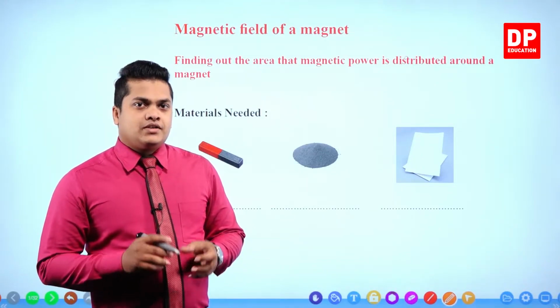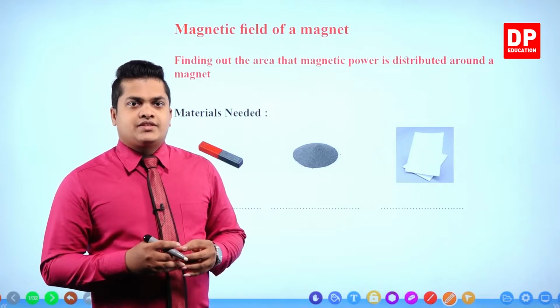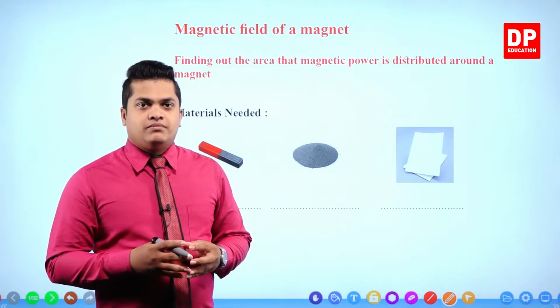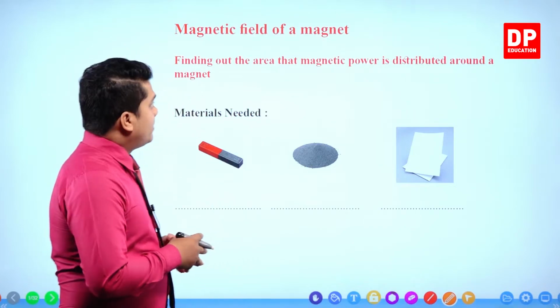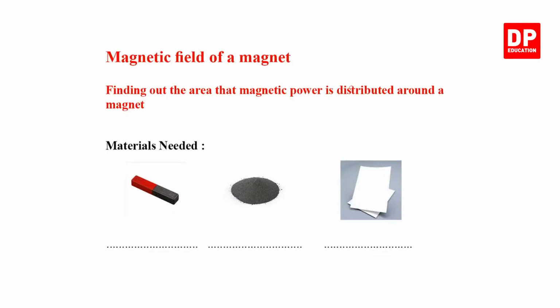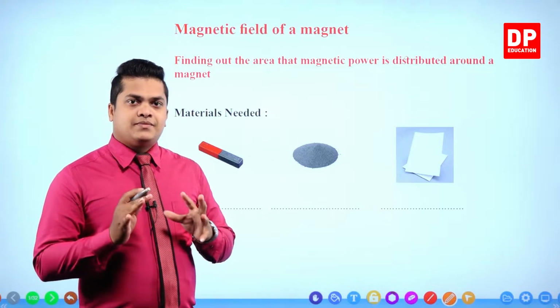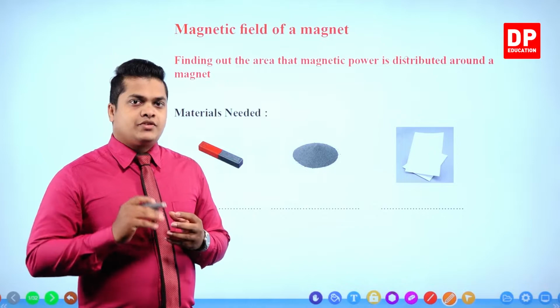So we are about to discuss the next chapter of our magnets lesson. In this chapter we are going to study the magnetic field of a magnet. This is the part that we are about to discuss today.